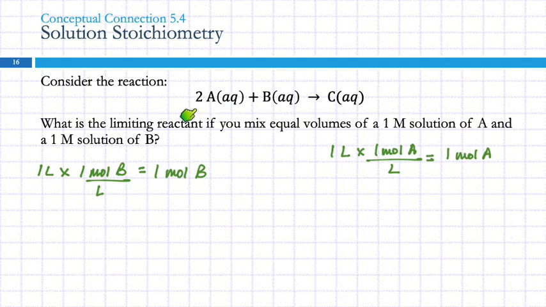In the chemical reaction, which one of them do we need more of? We need more A, right? We need 2 moles of A for every 1 mole of B. If we've got the same number, what's going to run out first? The A. So the A is going to run out first. That's going to be our limiting reactant. Does that make sense?